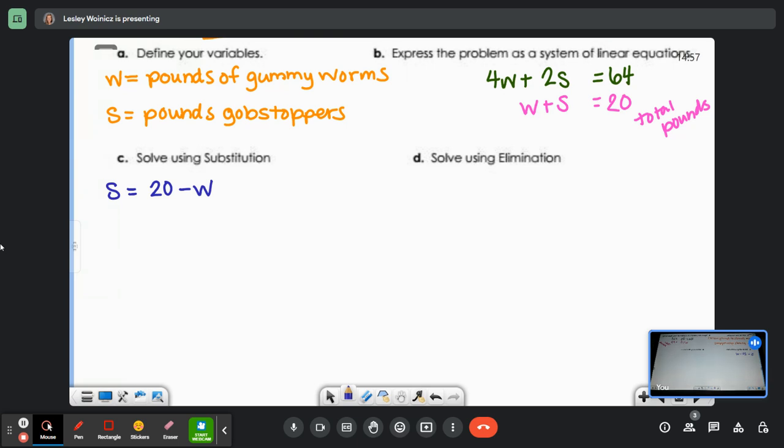Okay, so I've rewritten equation 2. Now I'm going to use equation 1 and substitute into it. So here's equation 1. It says 4W plus 2 times whatever S is, leave room for my substitution, equals 64. But I have an expression that is equivalent to S. S is 20 minus W, so I'm just going to pop that in there and replace my S.